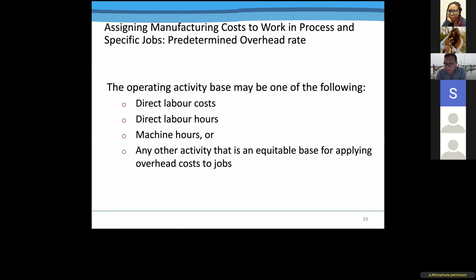Sorry, would an example be like the Lego and the cheese factory? We consider that for the Lego, it's more machine based, so machine hours is applicable there. And for the cheese, it's labor intensive, so labor hours is applicable there. Yeah, thank you, Tammy. That's a very good point. I'm glad that you can tie this back to the previous videos we watched. That's very good.